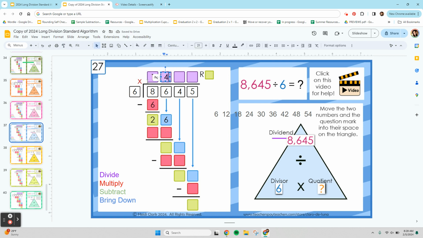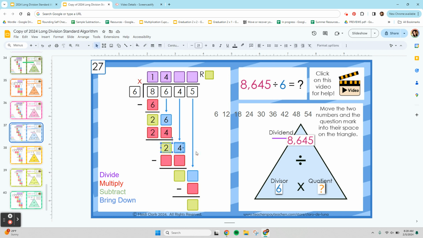Next step is 4 times 6, which is 24. Next step is to subtract 26 minus 24 is 2. Next, we're going to bring down the 4, and I want you to think, what are we going to do next? If you said divide, that is correct.